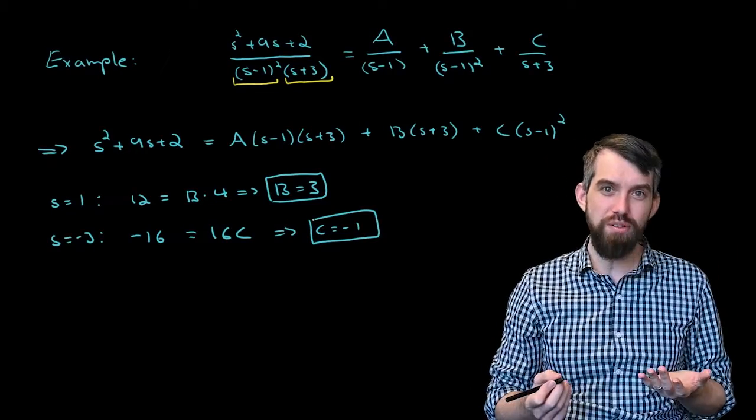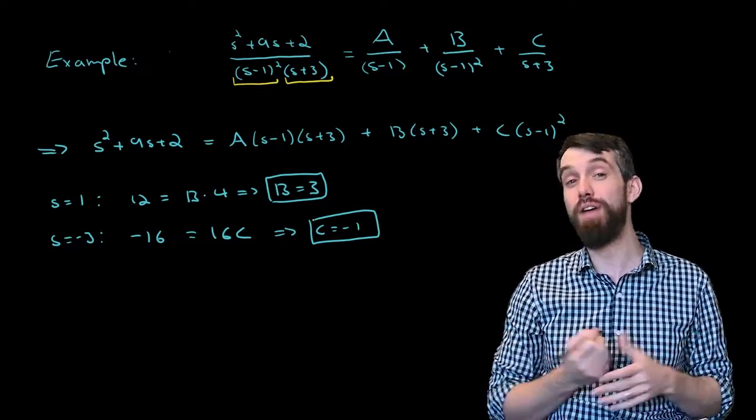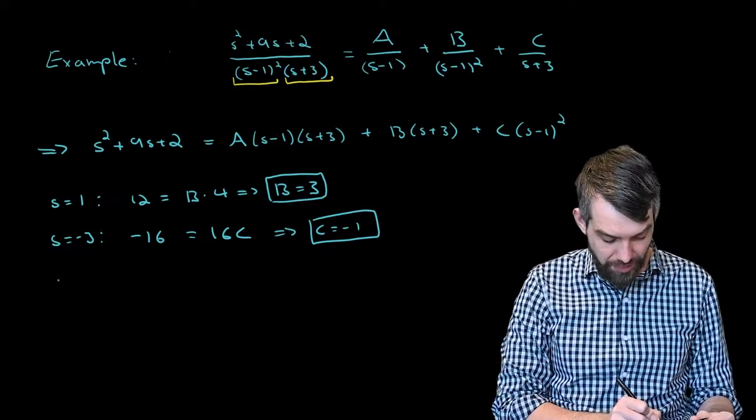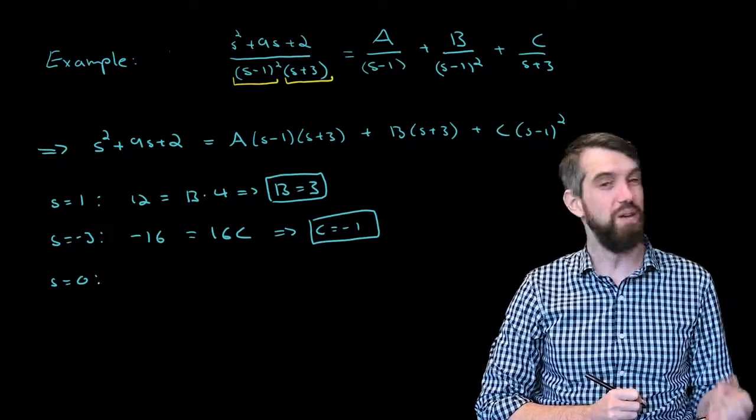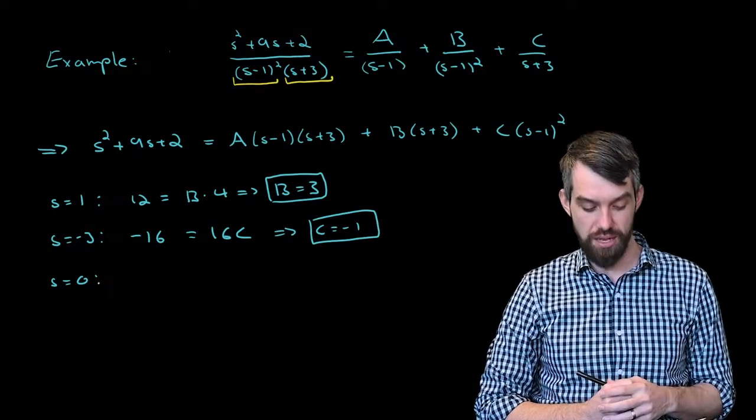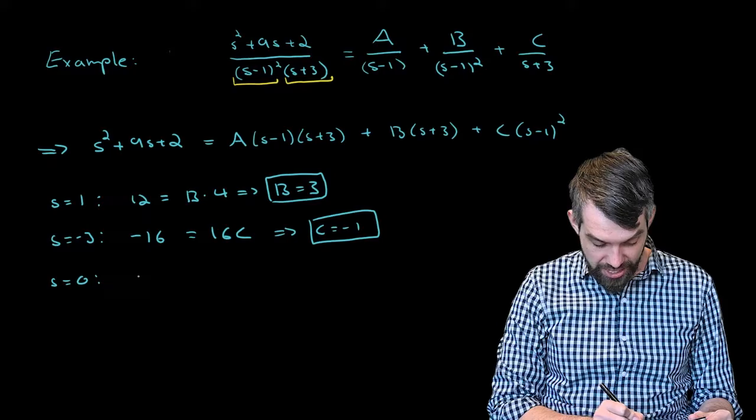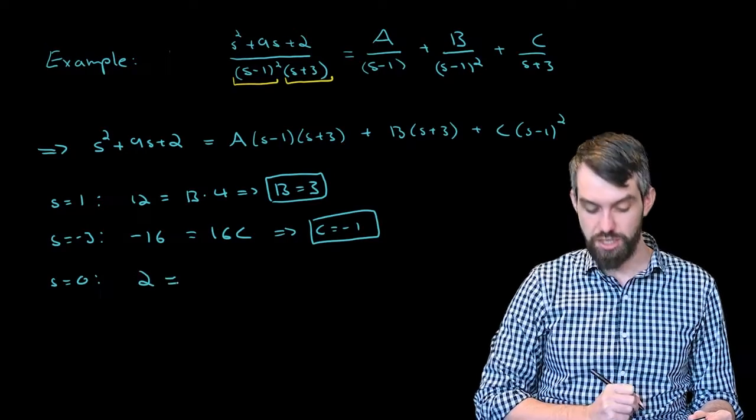The last one, there's no natural remaining special values to plug in, so I'll just choose something that might make it easy to compute. How about just plugging in s equal to 0? I could plug in other values, but this one's going to be easy. On the left-hand side, 0 plus 9 times 0 plus 2 just gives me a 2.